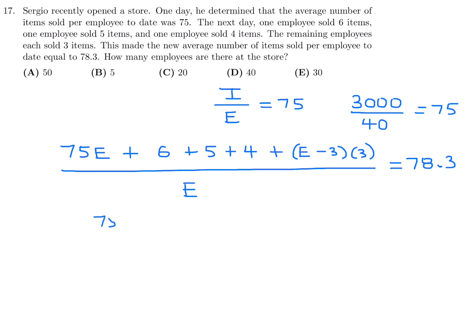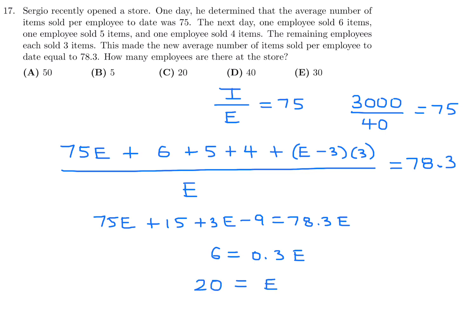So this becomes 75E plus 15 plus 3E minus 9 is 78.3E. All right, so that means 6 is equal to 0.3E. And then if you divide both sides by 0.3, E is equal to 20. So there's 20 employees in the store. So number 17, the answer is C.